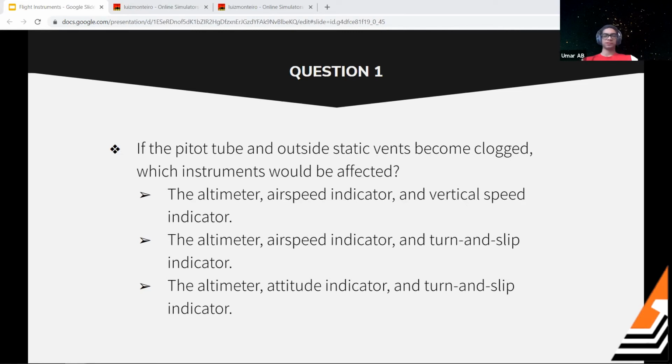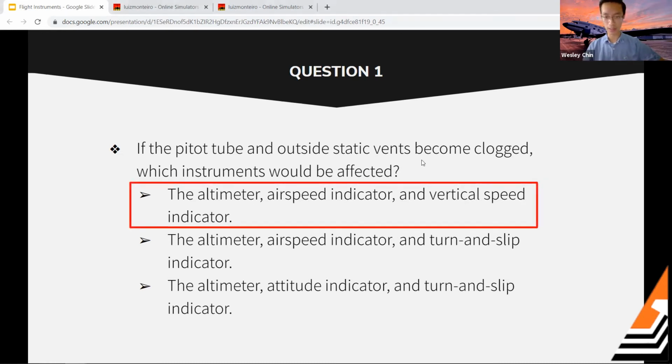It would be the first one because turn and slip would be related to the vacuum system, right? All right, sweet. So yeah, it would be the first one there. Altimeter, airspeed, vertical speed, that's all your pitot-static instruments. Yeah, the turn coordinator, that's all your gyroscopic stuff. Cool. All right, so there's your answer.